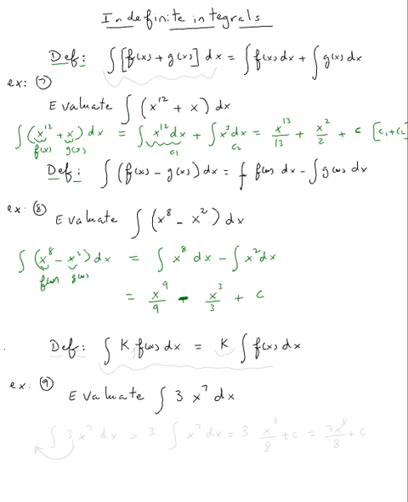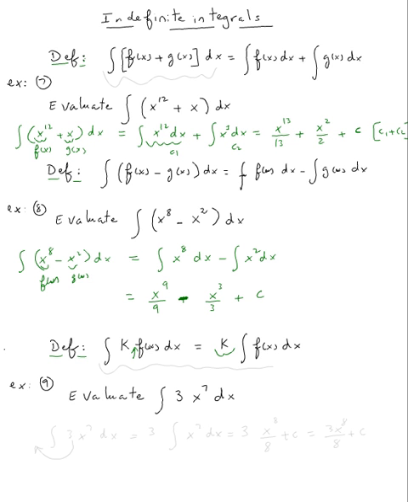Now for the next example, we need to look at this property. The integral of a constant times f of x dx is equal to the constant times the integral. In other words, if you have a constant, you can take it outside the integral, as long as there's a multiplication, not a plus. Remember, there's a multiplication, it's k times f of x.